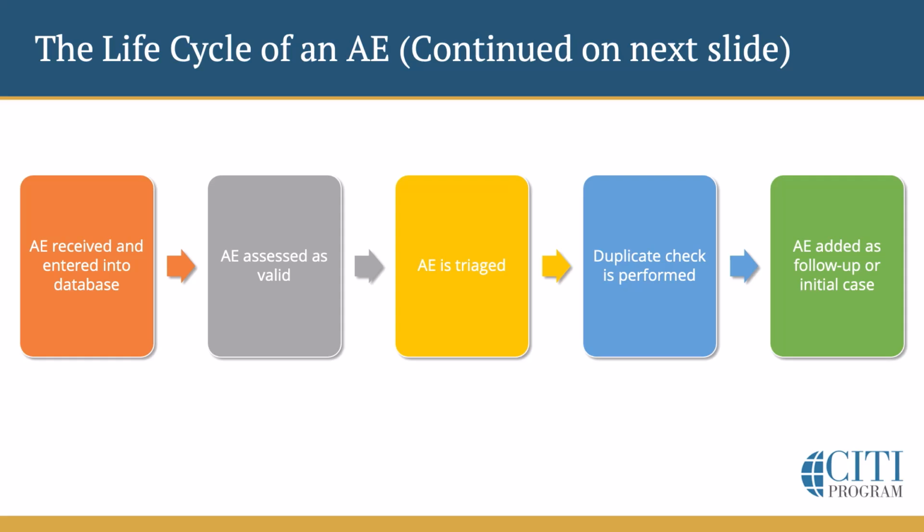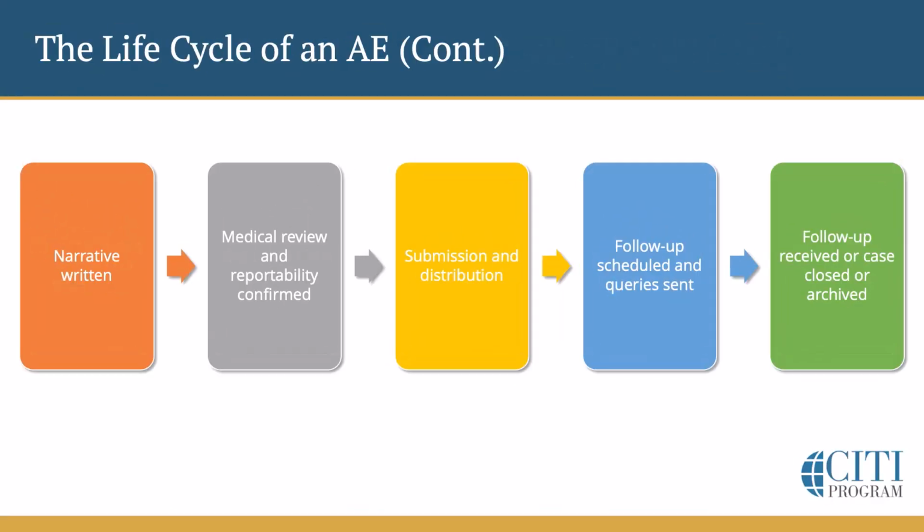Once a case is created, the case processing workflow proceeds in one direction, unless certain situations arise that alter the flow. An adverse event is received and data entered into the safety database. It's assessed as valid or invalid. It's triaged for causality and reportability. A duplicate check is performed, which will determine whether the new case is added to an existing case or follow-up. The narrative is written, medical review and reportability is confirmed.